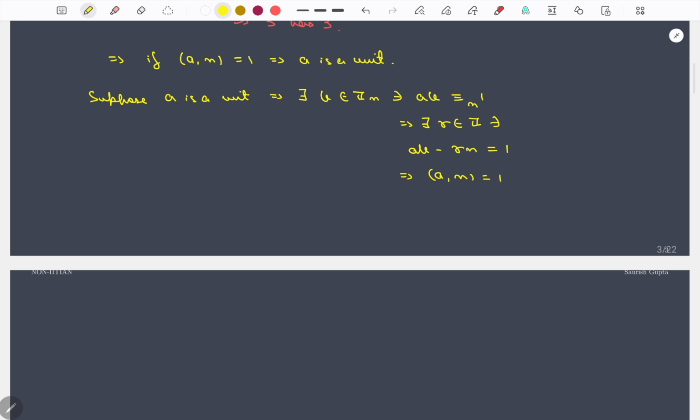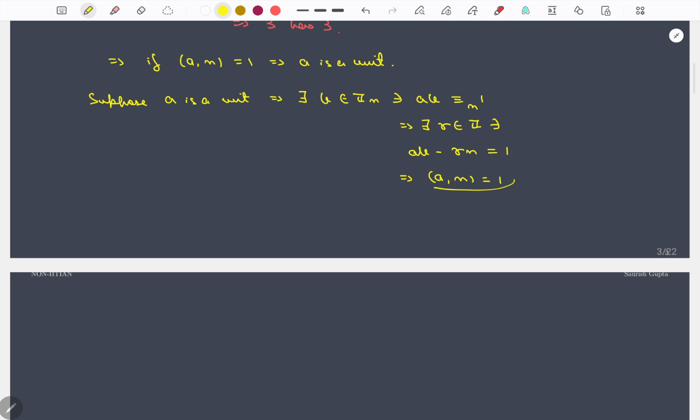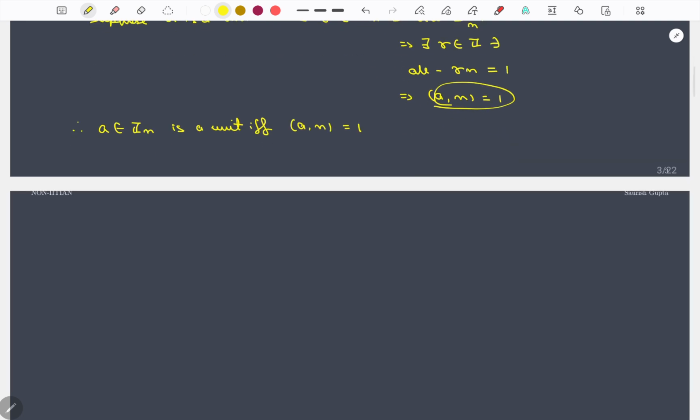Because the GCD of A and N, if it's D, will divide A, so it divides AB. It divides N, so it divides Rn. So in particular, it divides AB minus Rn, so it also divides 1, and hence it is exactly equal to 1. And so therefore A in Zn is a unit if and only if the GCD of A and N is 1.